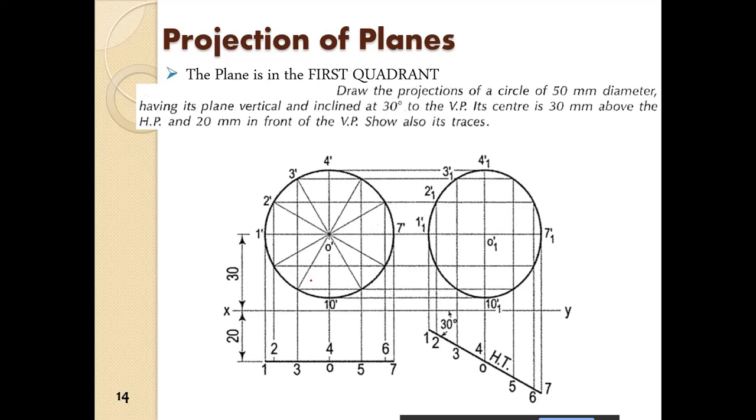So you have seen that each quadrant of the circle is divided into 3 parts. Right? So we have this horizontal trace, and this is the front view projection when the circle is parallel to the vertical plane.